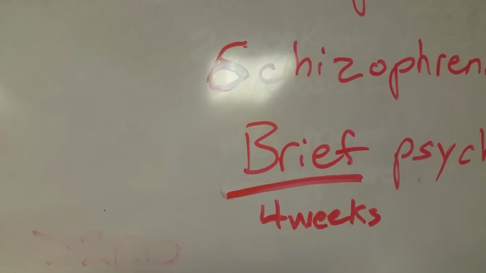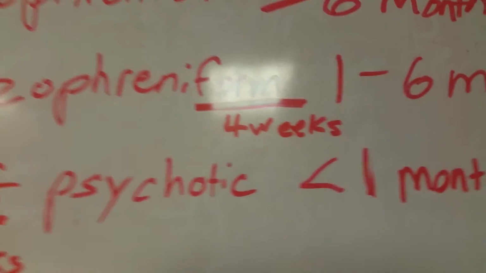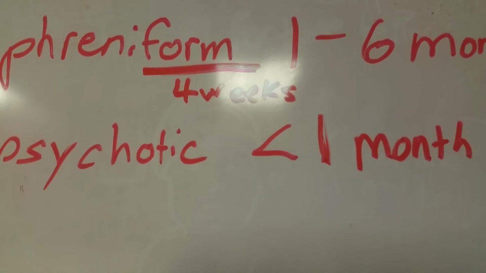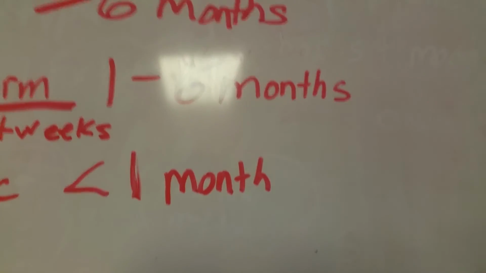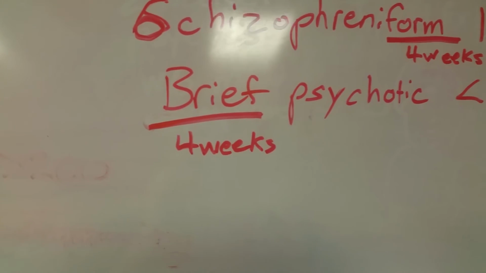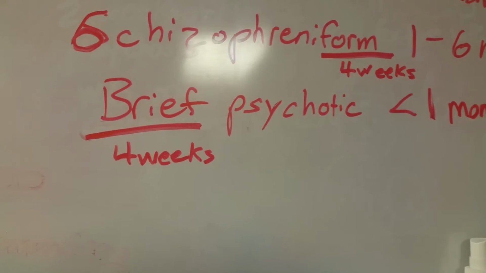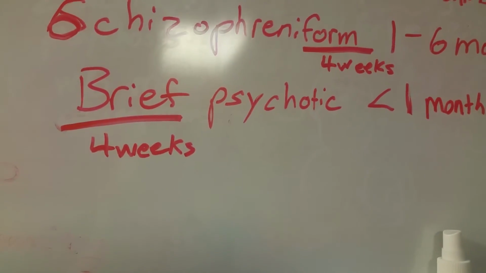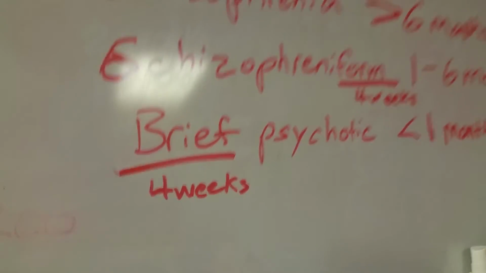Well, I start with my 6, but the way it's different from the word schizophrenia is it has the word form at the end, which is 4 letters or 4 weeks. So it's from 4 weeks to 6 months, i.e. 1 to 6 months. And then brief psychotic disorder, brief, 4 weeks. Anything less than that. Brief is short. It's a month. So that's it. That's basically it. These are all the same disorder. The time just changes.